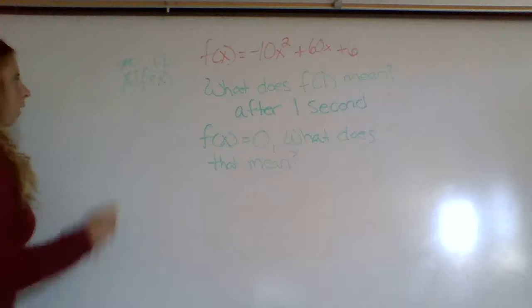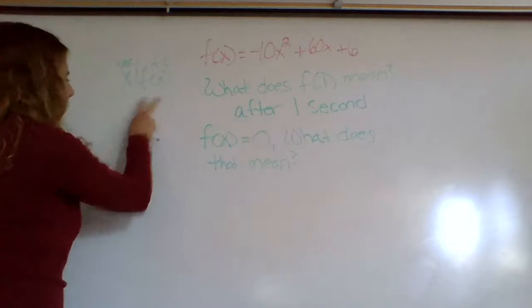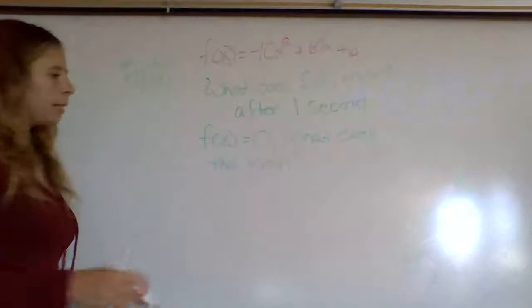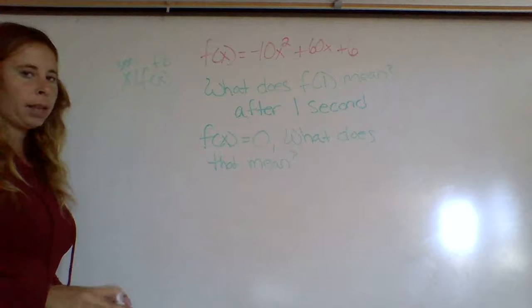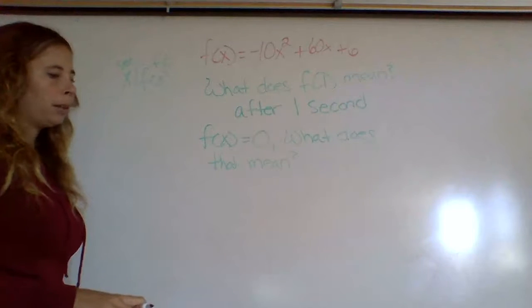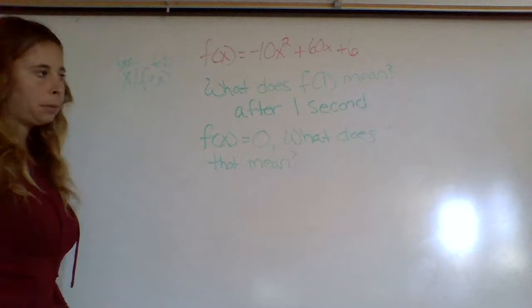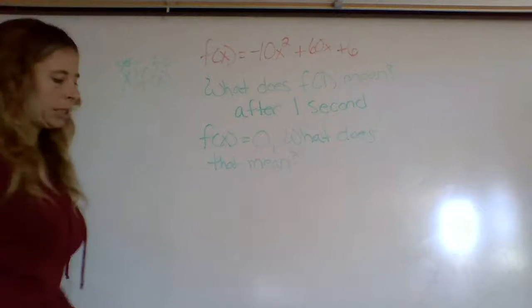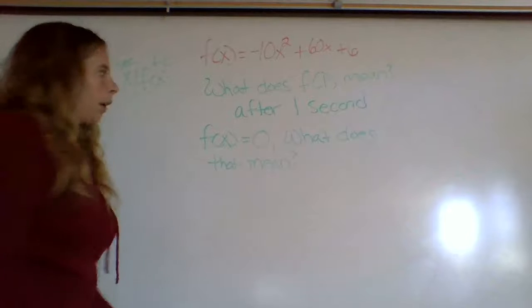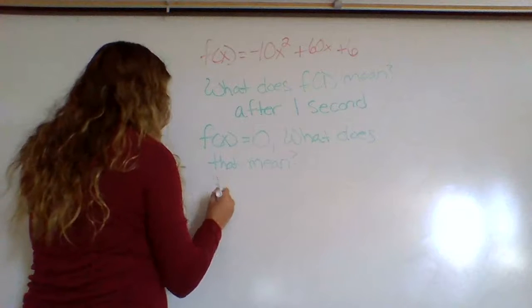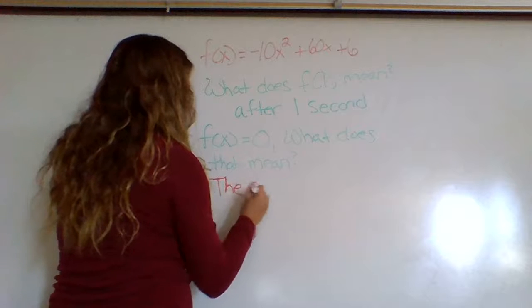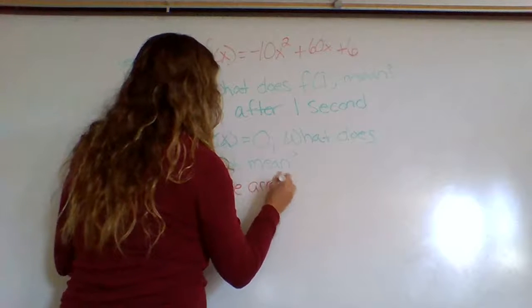Okay, if f of x equals 0, 0 feet, that means the arrow is at 0 feet in the air, which means what? If something is at 0 feet in the air, it's on the ground. So f of x equals 0 means the arrow has hit the ground.